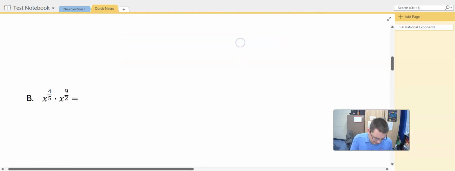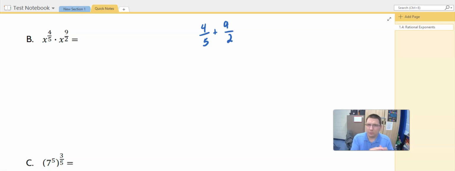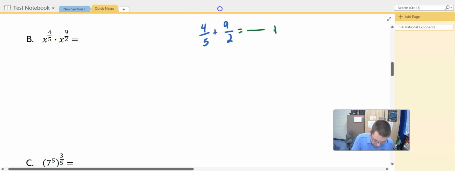As we look at example B, we've got x to the 4/5 times x to the 9/2. Now, these two fractions aren't going to add together as easy. And so we might want to come out to the side here and do 4/5 plus 9/2. And remember, to add fractions, we need to have a common denominator. And so, your middle school teachers might have taught you a couple different methods, but remember the key to adding fractions is to have a common denominator. And so what would that common denominator be for 5 and 2? Well, if we multiply 5 times 2, we get 10.